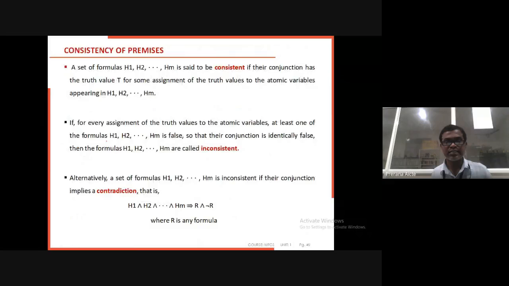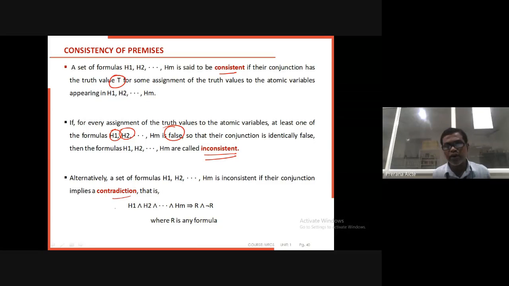And this is consistency of premises. Now what is the meaning of consistent? Simply, if by using a set of premises you derive true, then that is called consistent. Again, by using some set of premises, if you derive false, then it is called inconsistent.